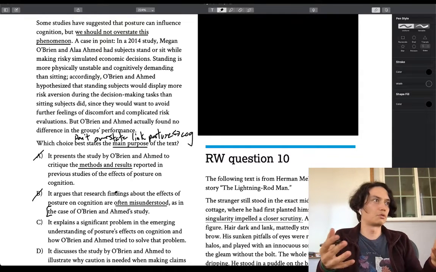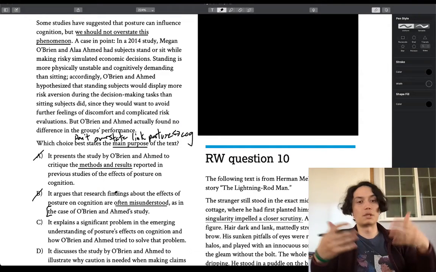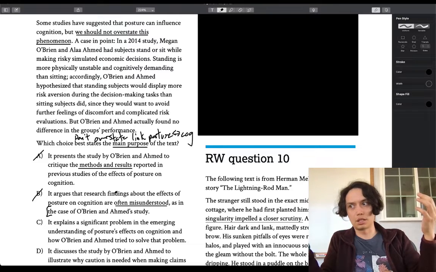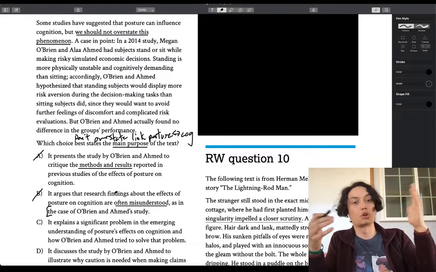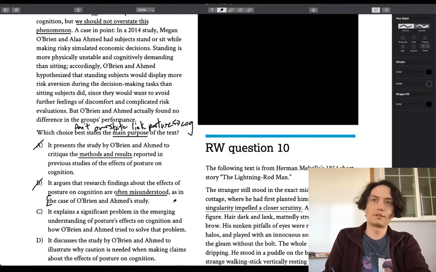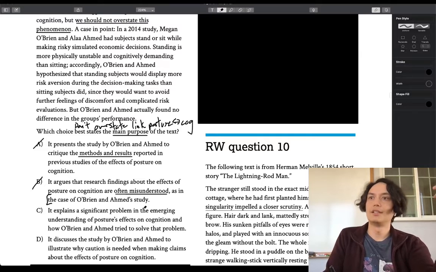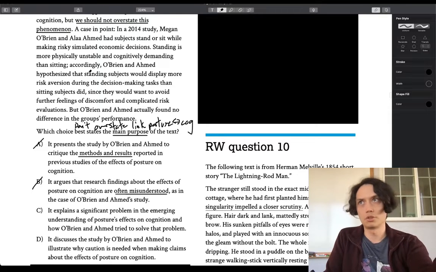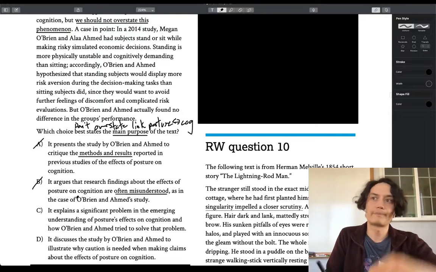I have misunderstood these results. I think that they mean that the way that you stand always will determine the way that you think. You could argue that's a misunderstanding. But then it's this kind of slam dunk wrong here. The case of O'Brien and Ahmed's study isn't a case of a misunderstood finding. We are understanding the results of their study perfectly fine. Their studies show that posture didn't have an effect on cognition.